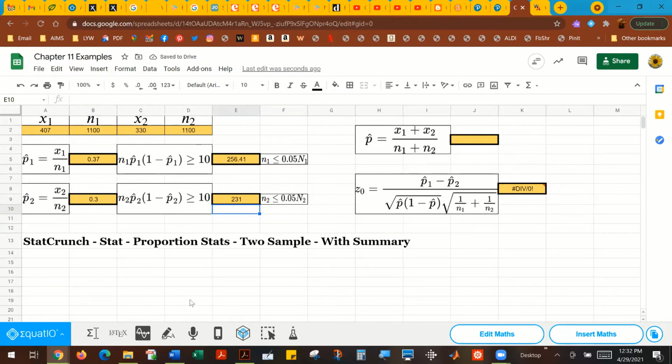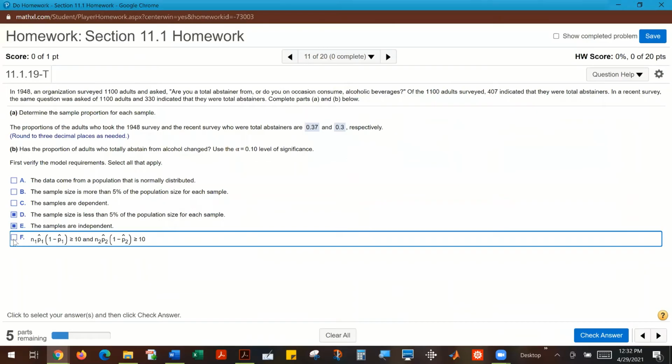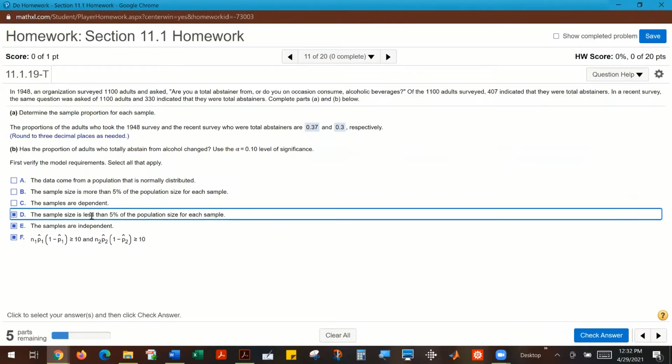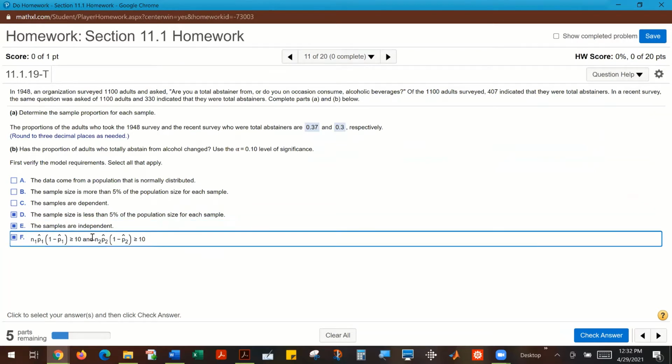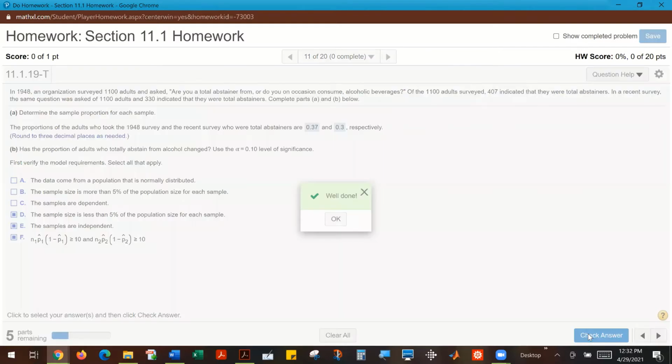So yeah, you can see when we do those products, both these numbers are going to be greater than 10. So that means our third requirement is also being met. So the sample is less than 5% of the population, both samples are independent, and we have our product greater than 10. So we can go ahead and check those answers.